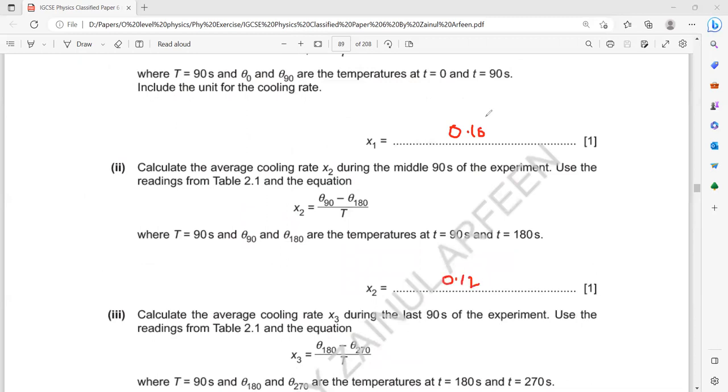If you write your answer in 3 significant figures, like 0.177, that is fine. If you write 0.116, that is fine too. You are both correct. But one more thing: always write the unit for rate of cooling.